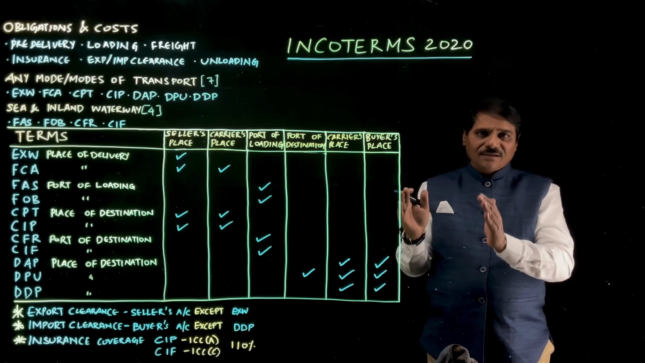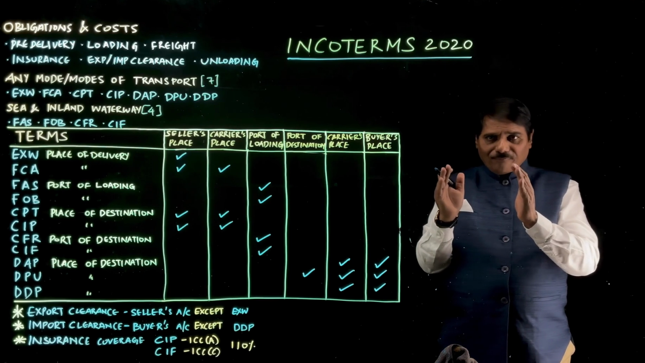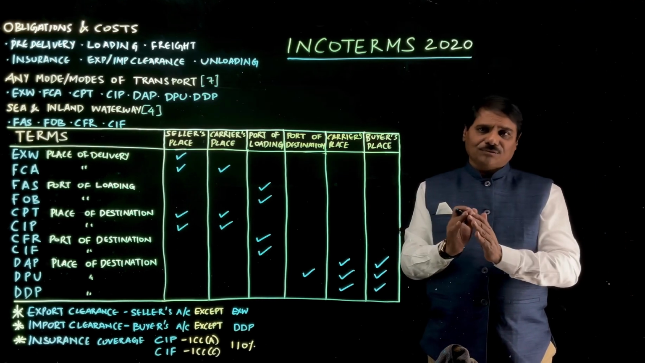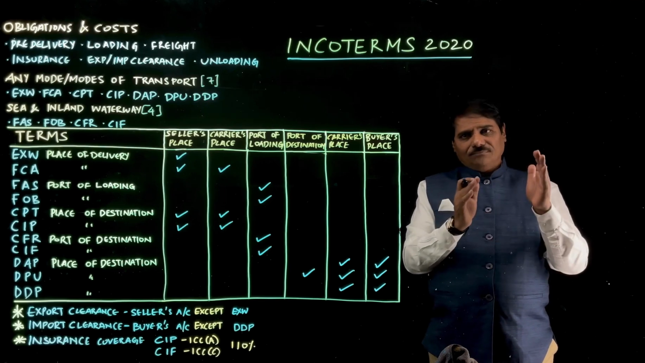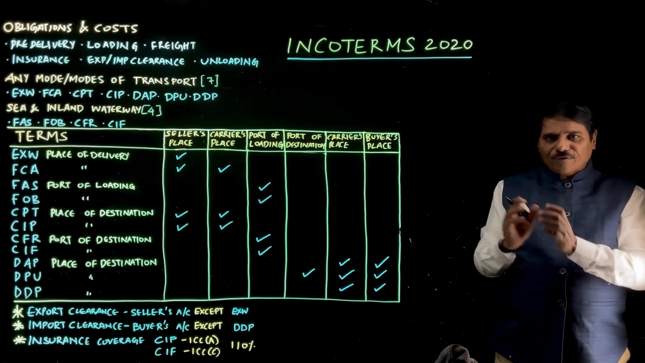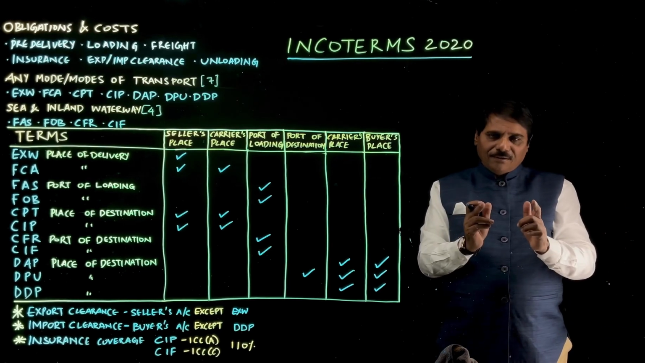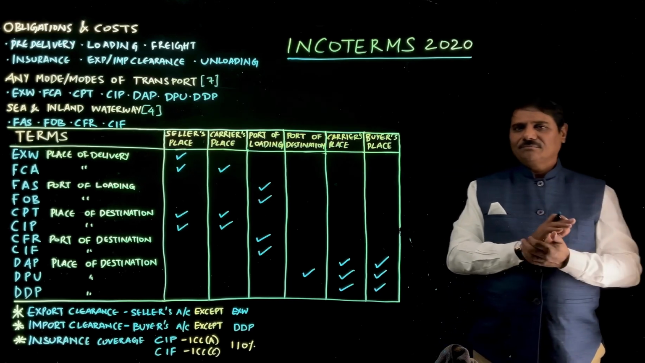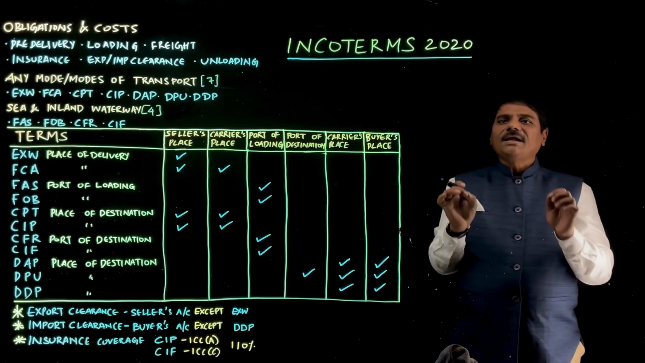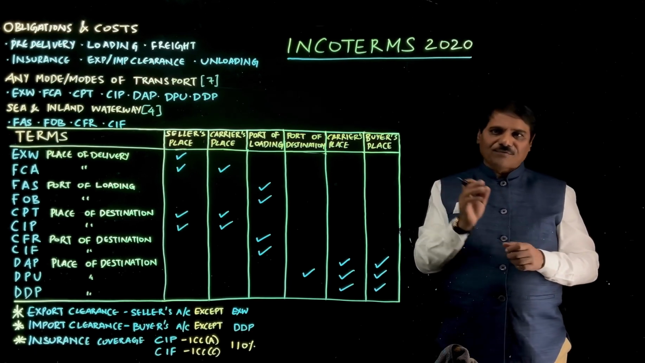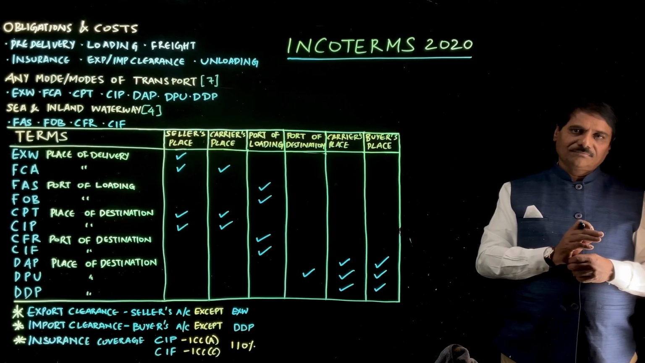Suppose seller is having his factory in Hyderabad. In Hyderabad, you don't have any seaport. The goods are going via Bombay. In Bombay, we have a seaport to Dubai. So from Hyderabad to Bombay by road and from Bombay to Dubai by sea. It is called multimodal. Road and sea, more than one mode of transportation is involved.